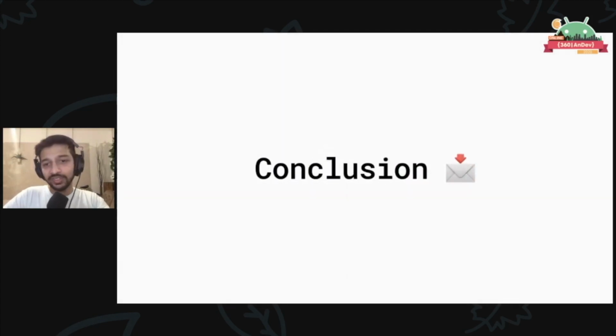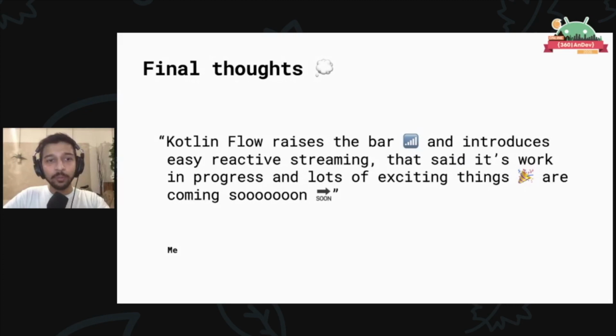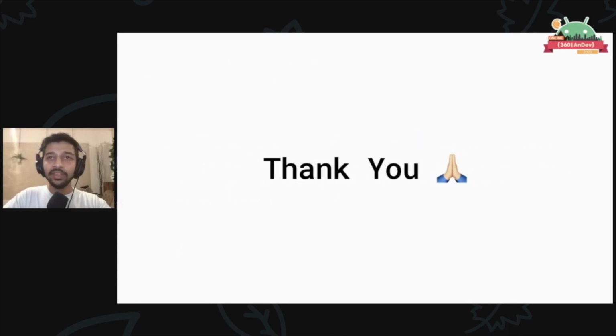Okay, conclusion. We saw a lot of topics, but to conclude, Kotlin Flow raises the bar and makes reactive programming easy. It gives us great Kotlin features like extension functions and coroutines. The combination makes it super nice. That said, Kotlin Flow is still a lot of work in progress, and it's actually stable. You can use it right now in production. We are using it. But a lot of things are in progress, and a bunch of exciting things are coming soon, like SharedFlow and stuff like that. Thank you.